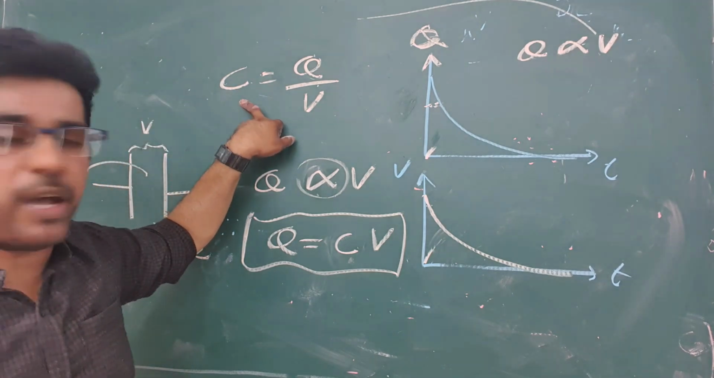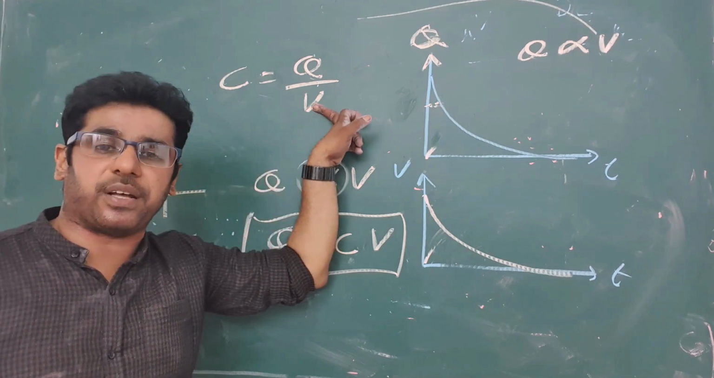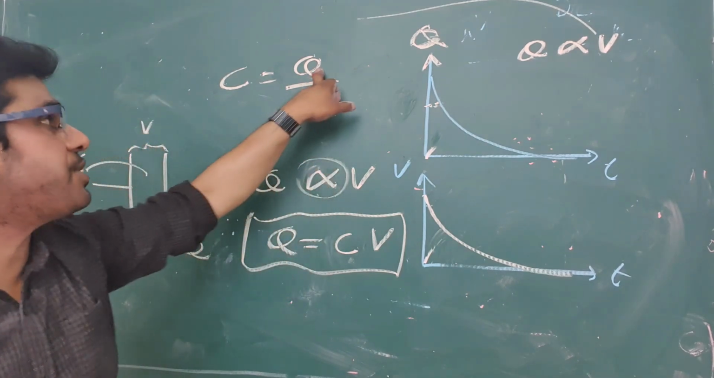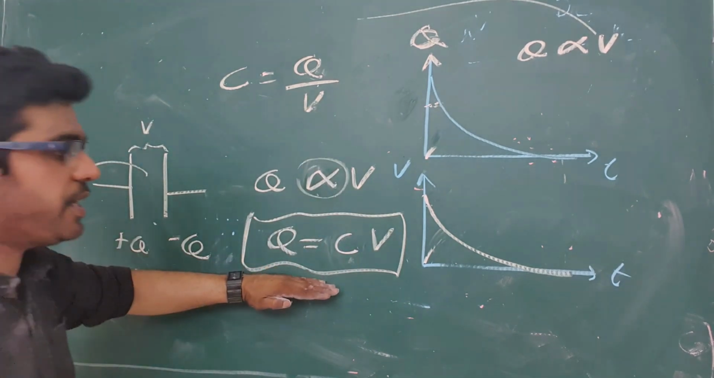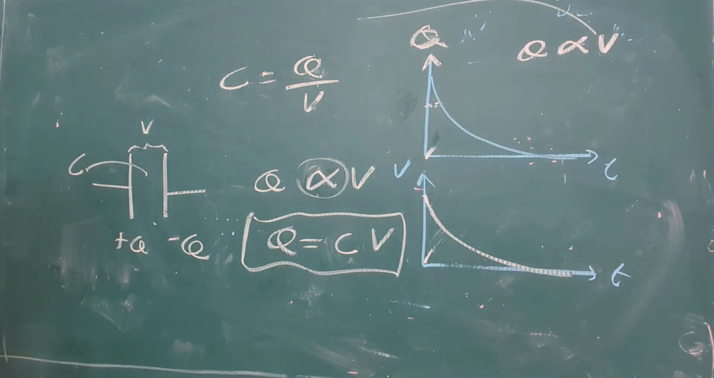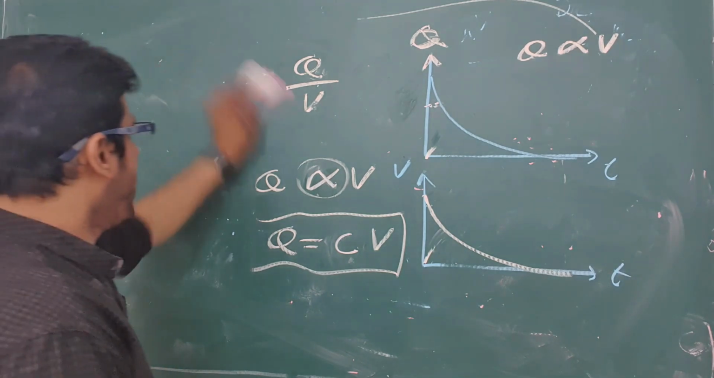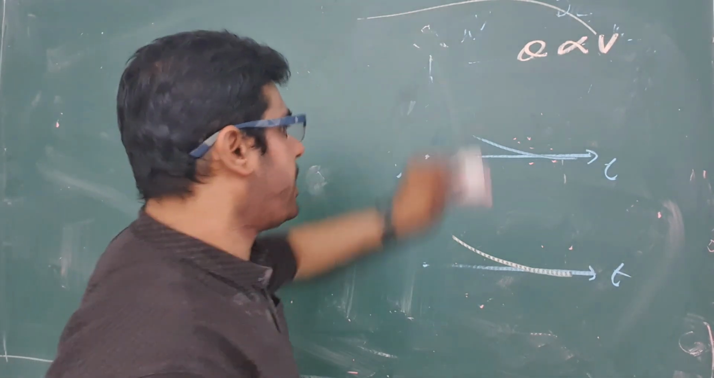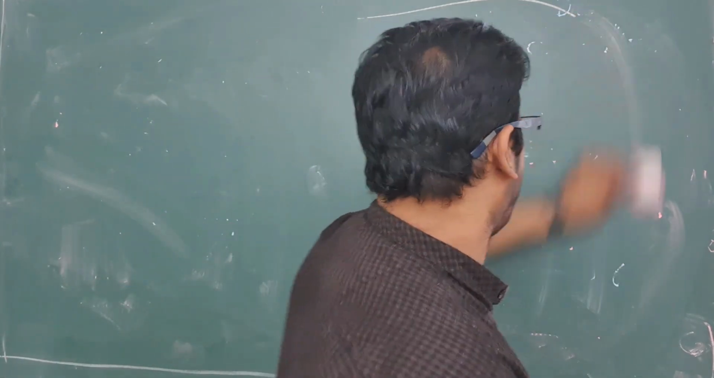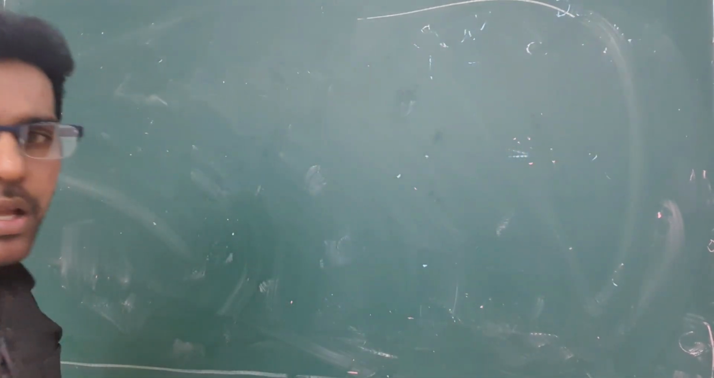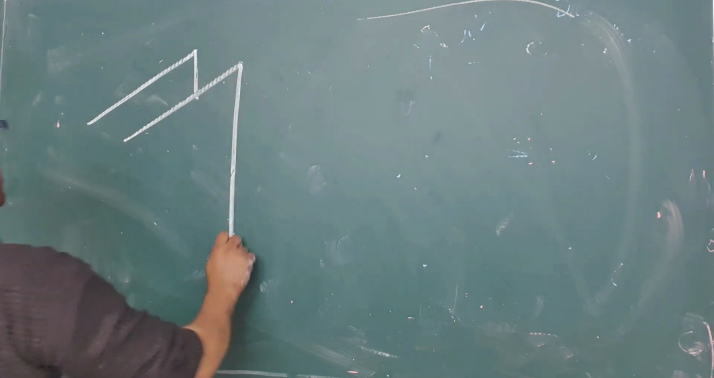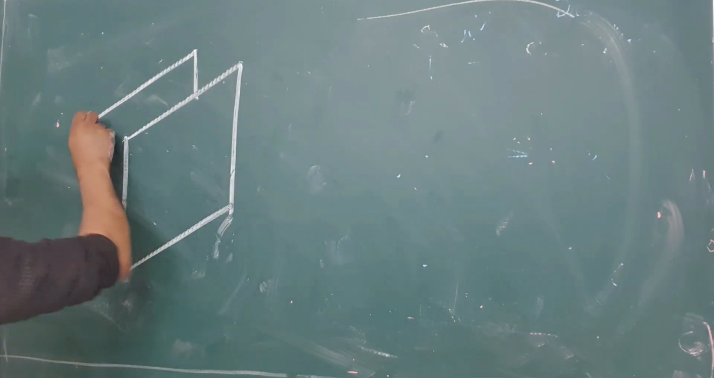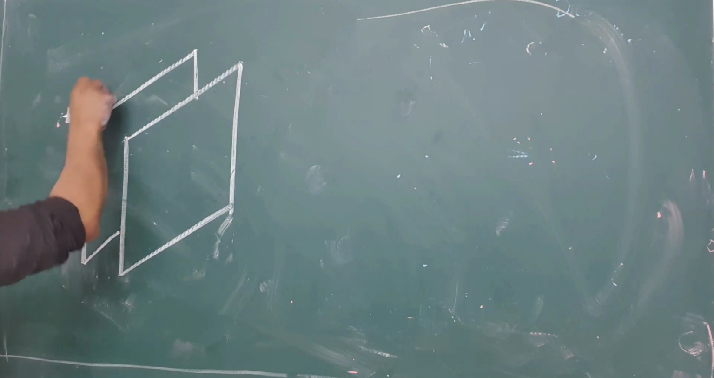Capacity is measured in farads. V, voltage difference, is measured in volts, and charge is measured in coulombs. Right. Now this is the general expression for the capacitance. Now we are moving to the general expression of a condenser or capacitor, the parallel plate capacitor. Now these are the 2 parallel plates. I charge these 2 plates as plus and minus.